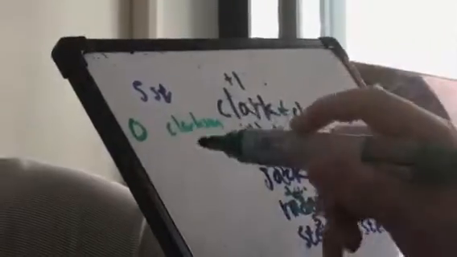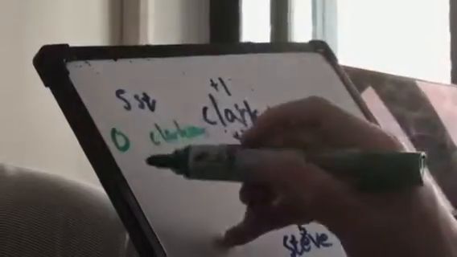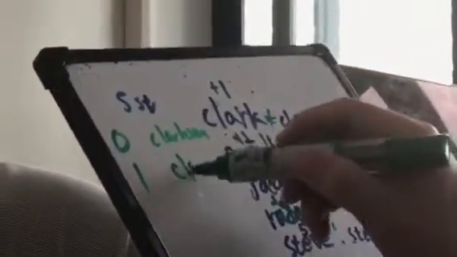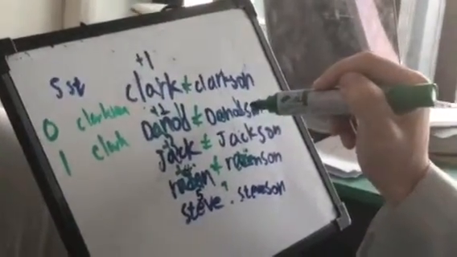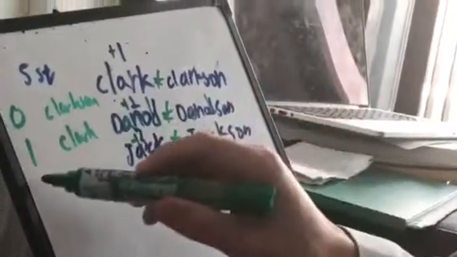So let's just say Clarkson is the youngest, and Clarkson is 0. And let's say Clark is 1 year older than Clarkson, so Clark is 1. Then we say Donald is 2 years older than Donaldson. So Donald is 2 years older than someone. So let's make Donald 3, and make it Clark Donaldson.